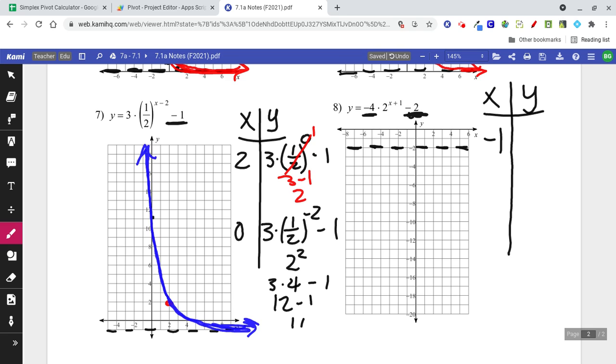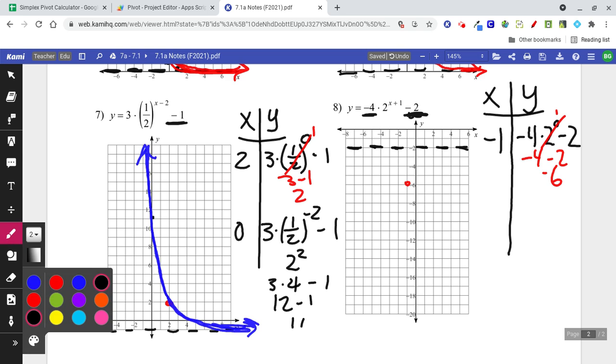But anyway, if you plug in -1, you'd have -4 times 2 to the 0 minus 2. -1 plus 1 is 0. And again, 2 to the 0 is 1. So that's -4 times 1. That's -4 minus 2 is -6. We have the point -1, -6. Okay. This is a growth problem. It's just flipped upside down because of that negative.